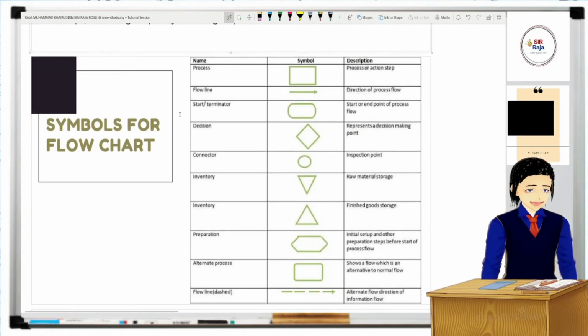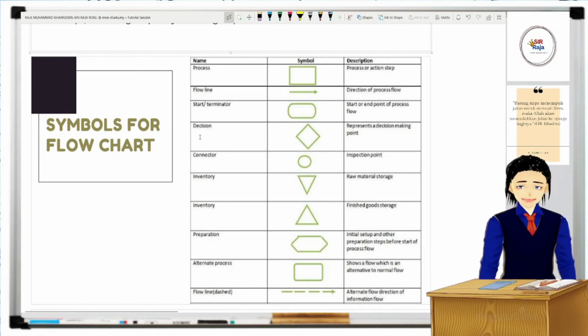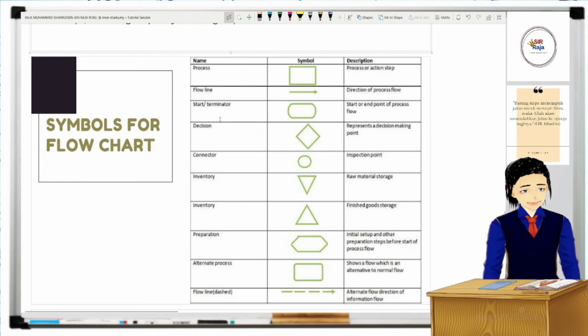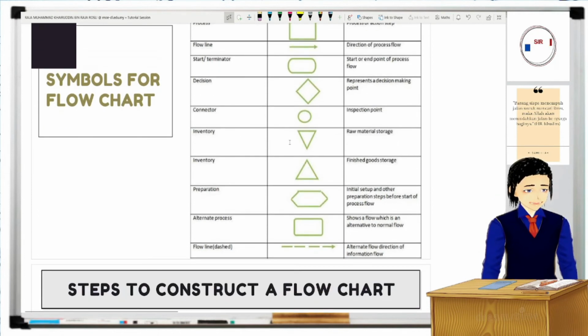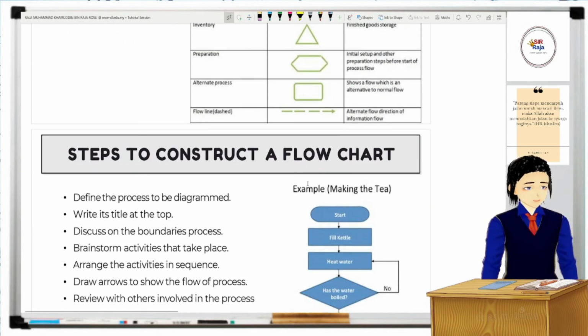These are the symbols used. As I said, schematic means dia ada simbol, dia ada maksud. So proses dia akan guna kotak. Kalau sebut flow line guna arrow. Kalau start ataupun terminator, dia guna bentuk ni, I forgot what this symbol is, like a curvy rectangle. And when we have to make a decision, mana ada pilihan A or B, guna diamond shape here. Connector ada bulatan, inventor, okay, and so on. You can read this later on. Let's just go to our example.